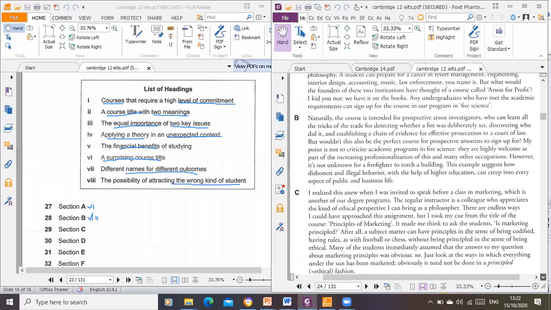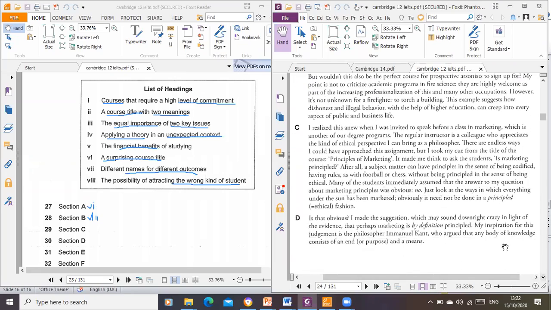Section C. Now, I realized this word is pointing back. So I went back to this: this example suggests how dishonest and illegal behavior with the help of higher education can creep into every aspect of public and business life. That still affirmed the fact that section B was referring to the possibility of attracting the wrong kind of students. You get what I mean?